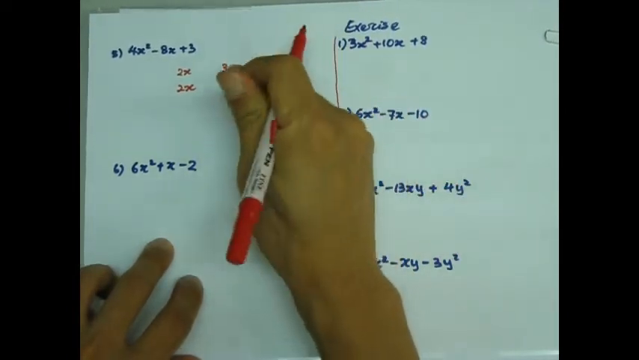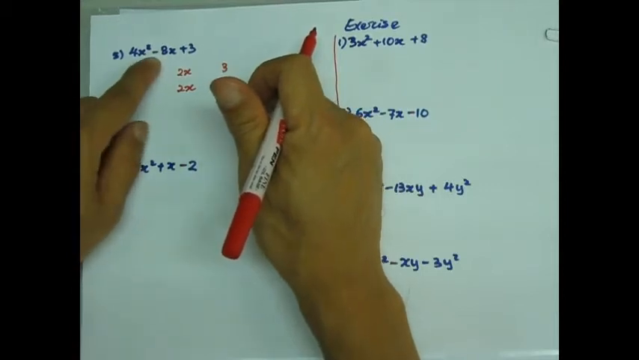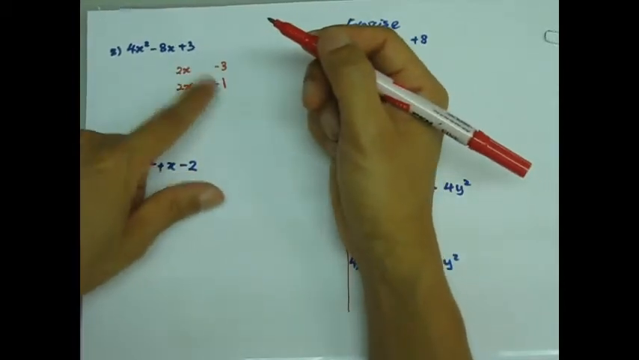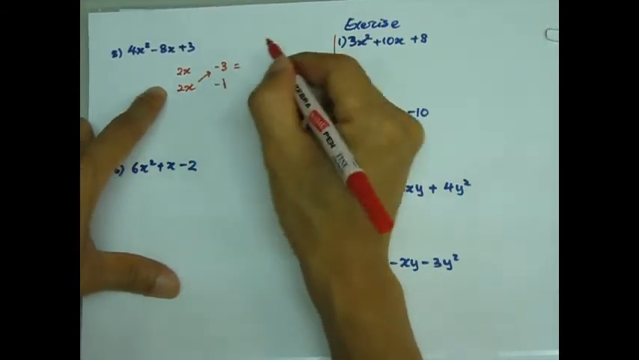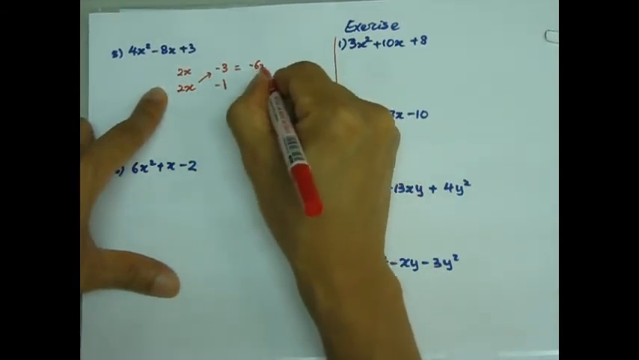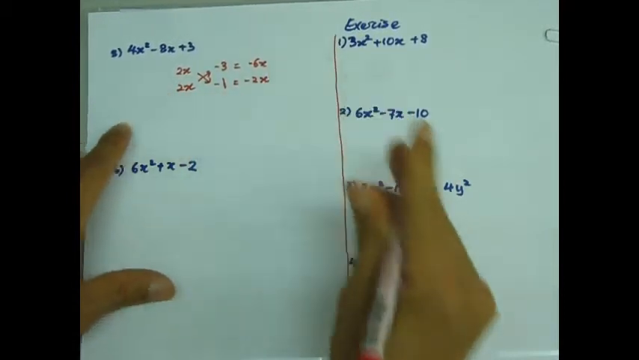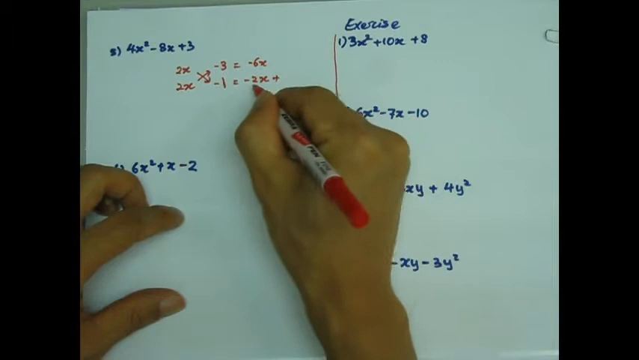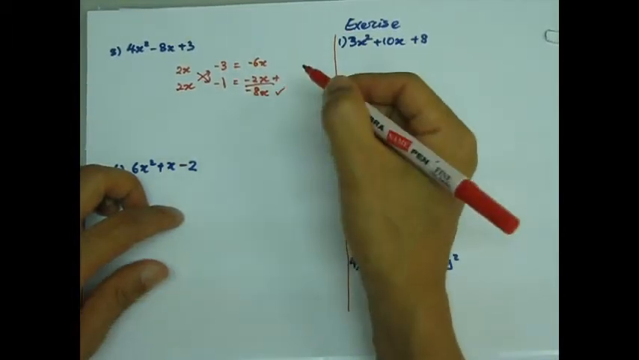Alright, but if I use 3 and 1, plus and plus, it will not work because here I need a negative sign. So these have to be negative, negative. So after you multiply and add them together, you get a negative. So let's try this. This gives me negative 6x. That gives me negative 2x. So when I add them together, that's precisely negative 8x.